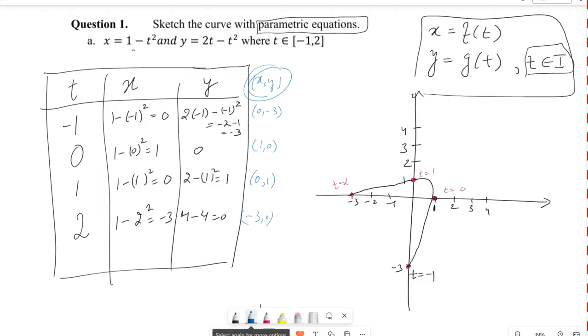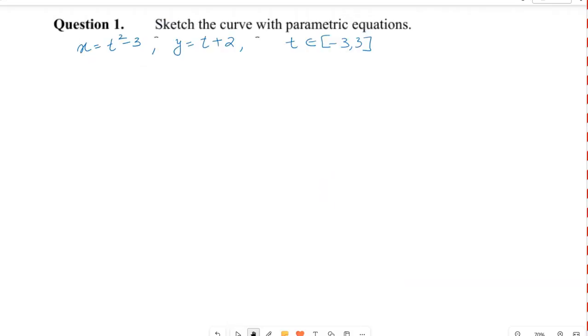One important thing: because t is going from -1 to 0 to 1 to 2 in this direction, a parametric equation not only gives the path, it also gives the direction of the path. The point is moving from (0, -3) to (-3, 0) as t moves from -1 to 2. So this is the graph of this function with these parametric equations.